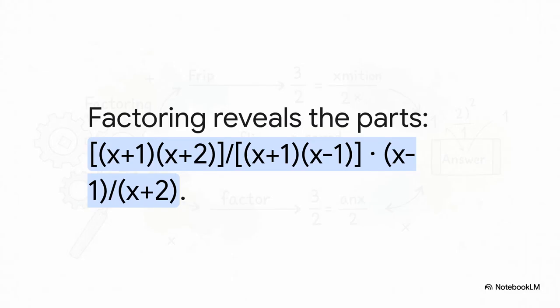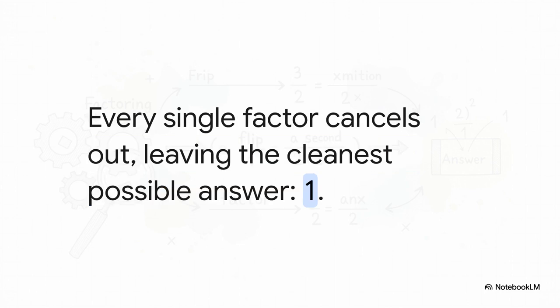Okay, now for the main event. Let's factor everything. That trinomial on the top left becomes x plus 1 times x plus 2. And that difference of squares on the bottom left, that's x plus 1 times x minus 1. Okay, look at that. Now we can see all the little building blocks we're actually working with. And here it comes, the most satisfying part of the whole process. Let's start canceling stuff out.